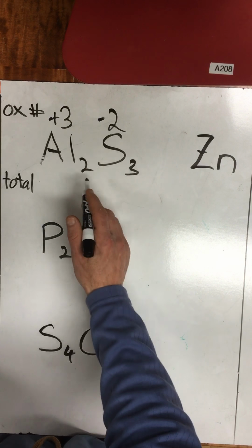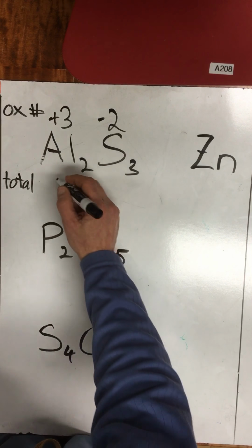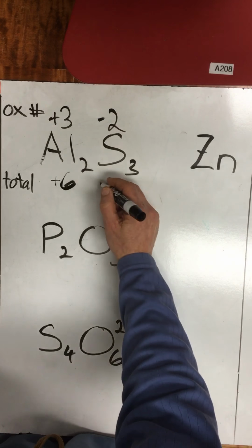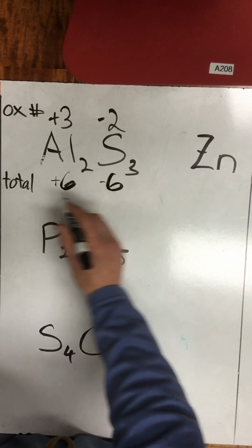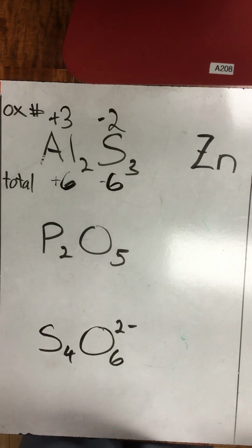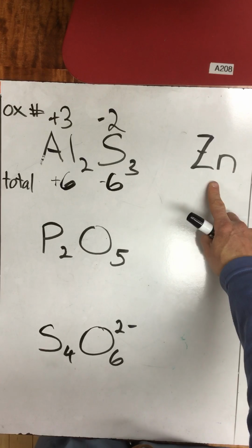So 2 aluminums at +3. Remember, this means each atom is +3. There's a +6 for the aluminum, and 3 sulfurs at -2 is -6. And of course, the total here has to total to 0 because it's a neutral compound. And remember, there's nothing special about that rule that compounds must total to 0. It's because every time an electron is transferred, one atom loses a charge and one gains a charge, and they cancel out. All right, our second example here is zinc.